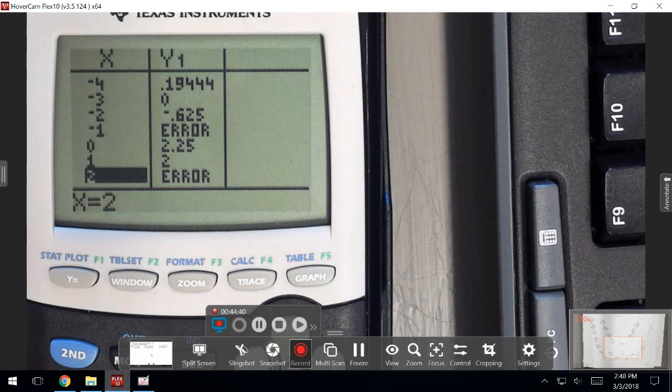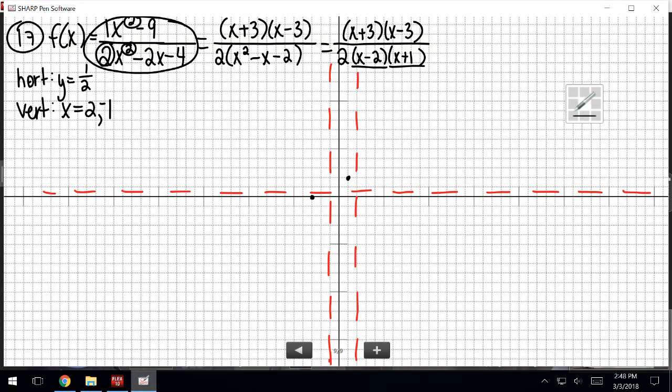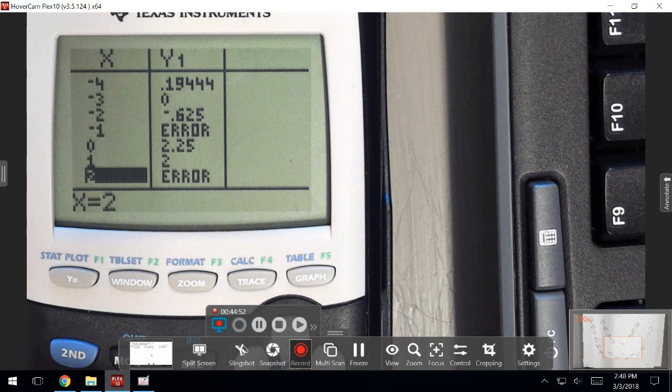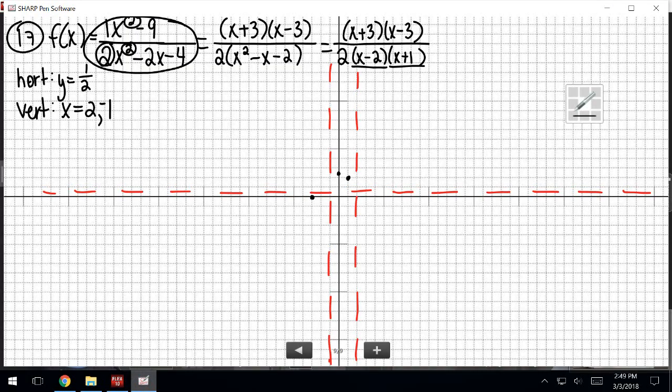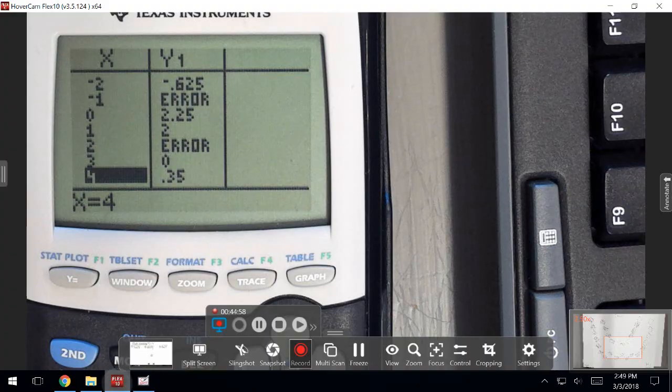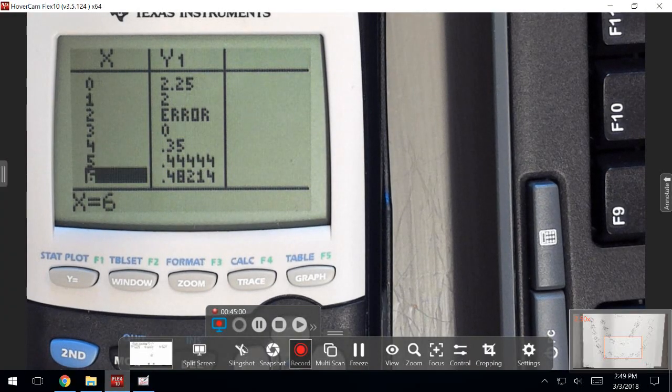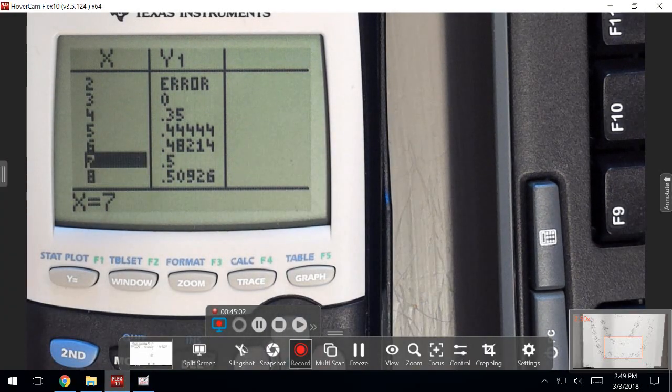All right, let's see what else we had. We had 0 and 2.25. That's a decent one. Let's see if we have anything else. Oh, 3, 0. That's a good one. There's a good one. 7 and 0.5. I think you've got enough room for that one on your graph.